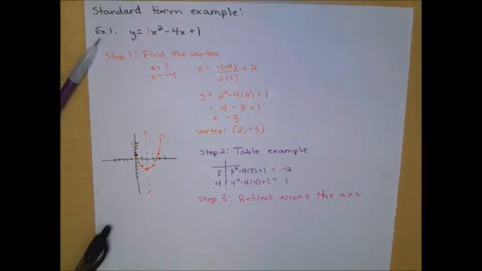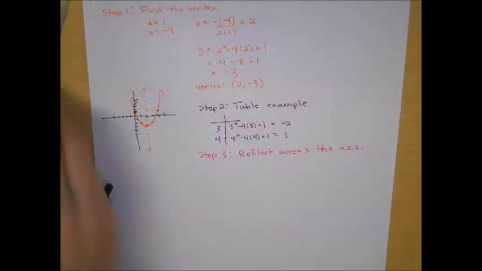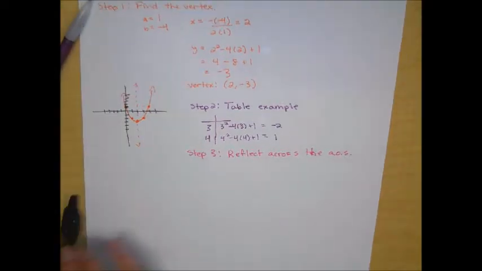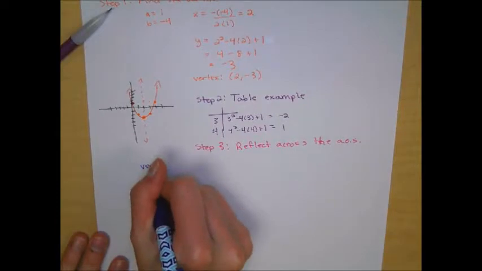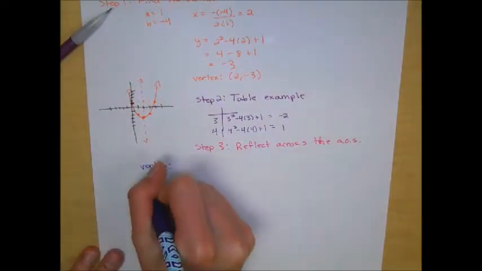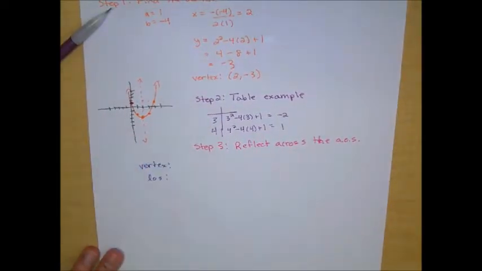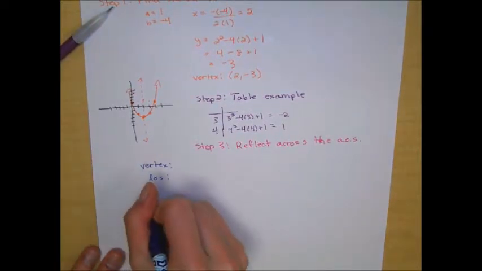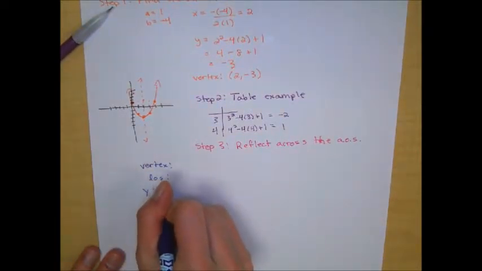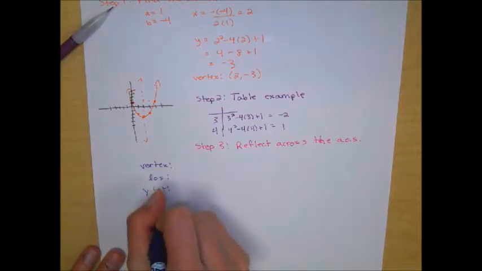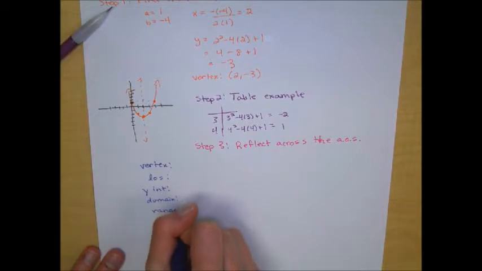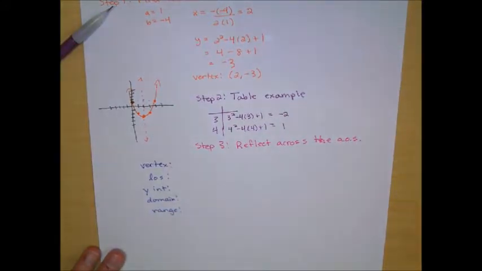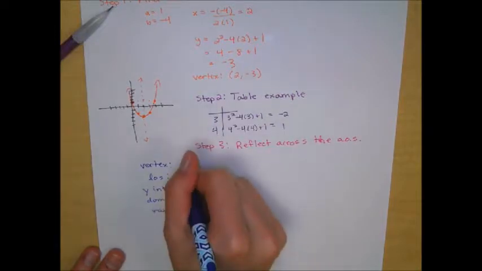The last thing I want to do is answer all of our questions for these. So we're going to find our vertex, our line of symmetry, y-intercepts, domain, and range. Our vertex is 2, -3.